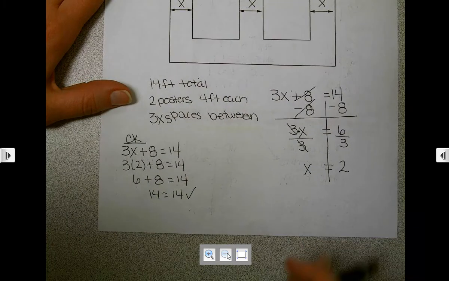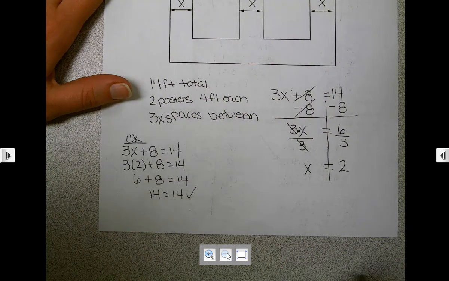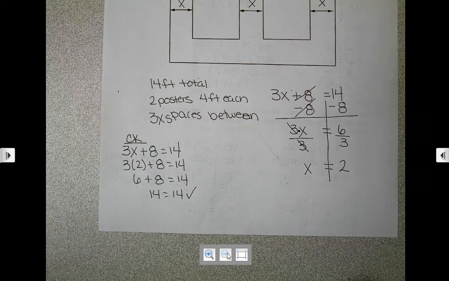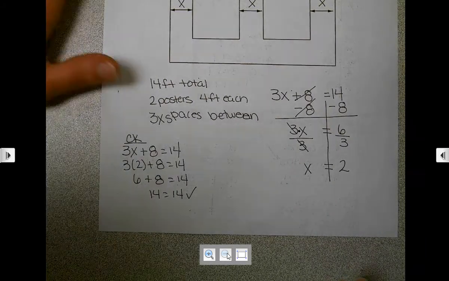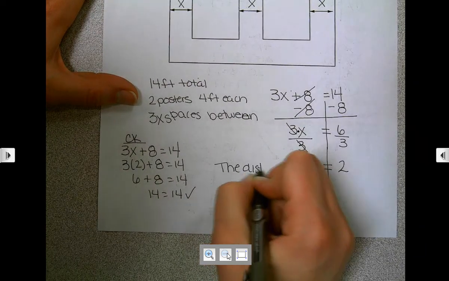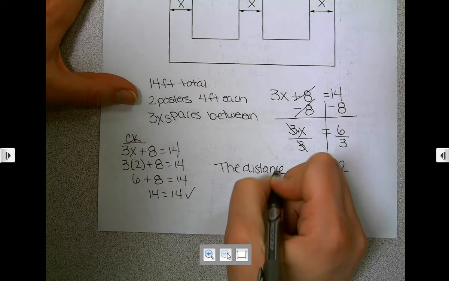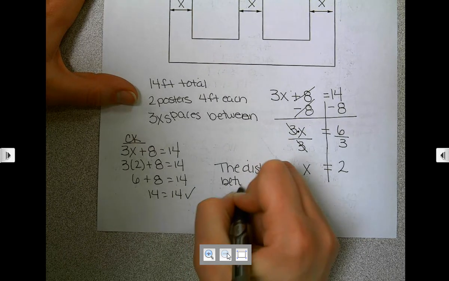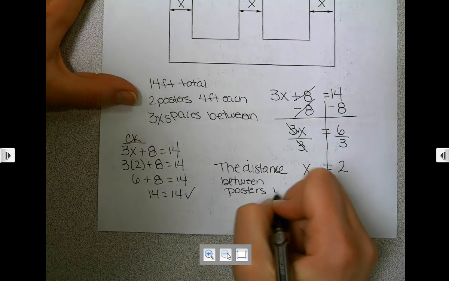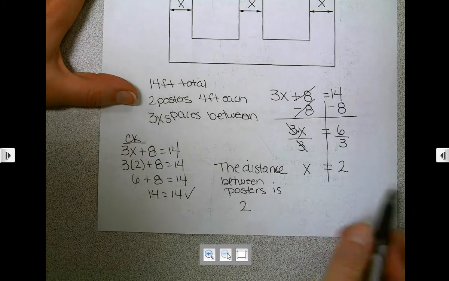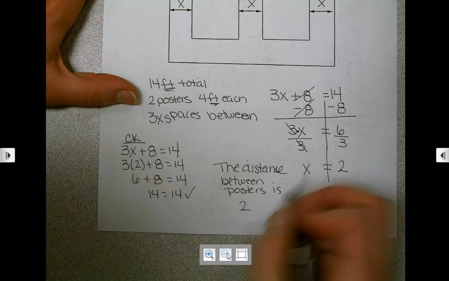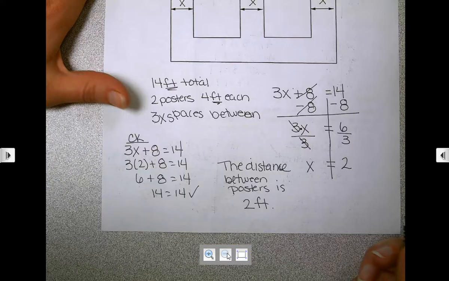Okay. Last but not least, we have to restate what the answer is to our problem. We started out with words. We need to end with words. The distance between posters is 2, and we need to make sure that we use the proper units. We are talking about feet, so 2 feet.